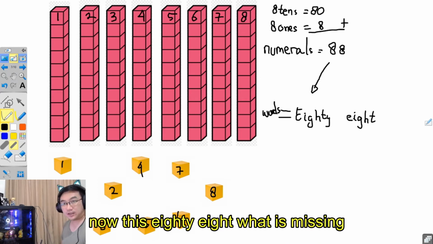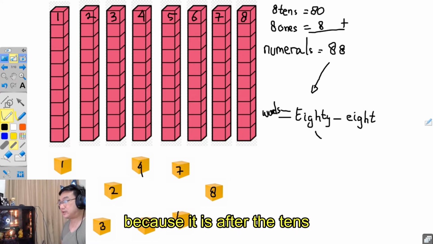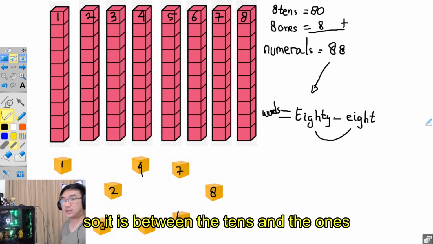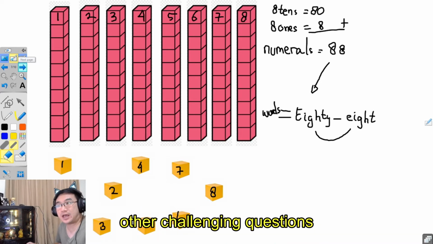Now this 88, what is missing? Yes, correct. You are missing the hyphen because it is after the tens. So it's between the tens and the ones. Okay, now how about the next slide? The next slide will be talking about the other challenging questions.